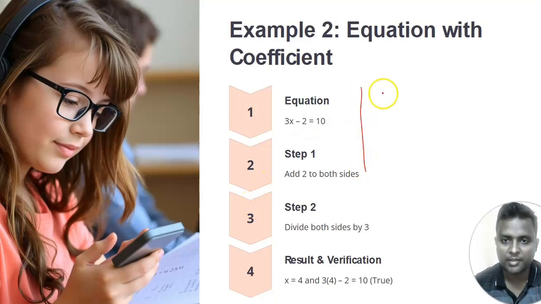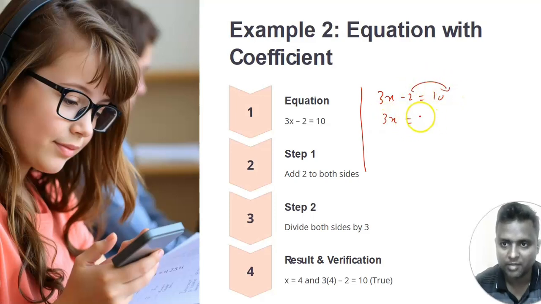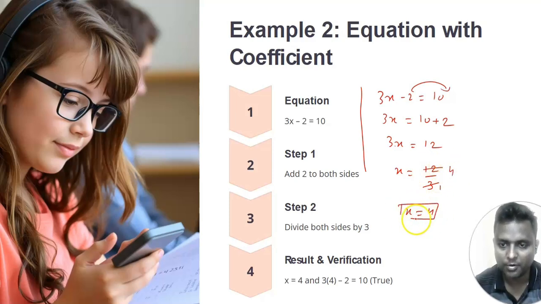Let's take the next example. 3x minus 2 equal to 10. In this equation, we will check how to solve this type of equation. We will take the minus 2 to this side, 10 plus 2, and 3x equals 12. Okay, 10 plus 2 is 12, and x equals 12 divided by 3. The multiplying number we can divide. So 3 1s are 3, 3 4s are 12. So we will get the answer 4.